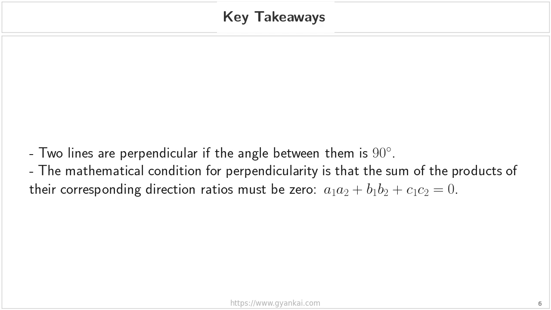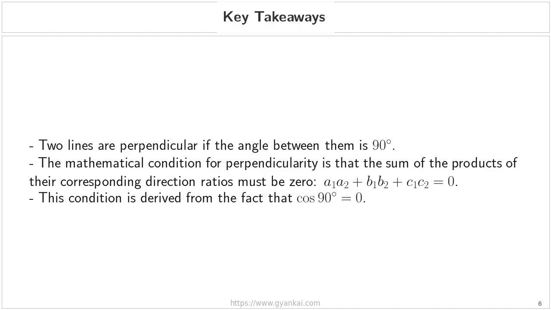In notation, that is, a sub 1 a sub 2 plus b sub 1 b sub 2 plus c sub 1 c sub 2 equals 0. To keep this concept clear in your mind, just remember the logic we used in our derivation. This specific condition is derived directly from the fact that the cosine of 90 degrees is equal to 0.